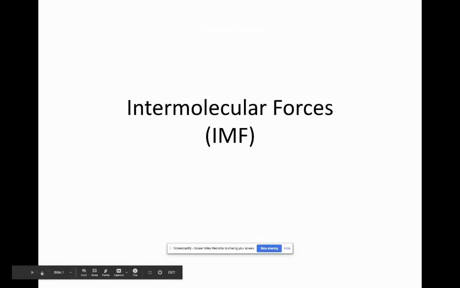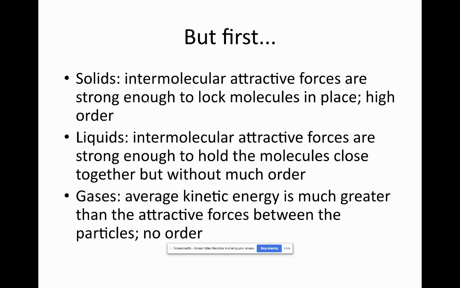Intermolecular forces. So a couple of things we need to recall is that solids have intermolecular forces that are strong enough to lock the molecules in place. So they have lots of order or organization in the solids.